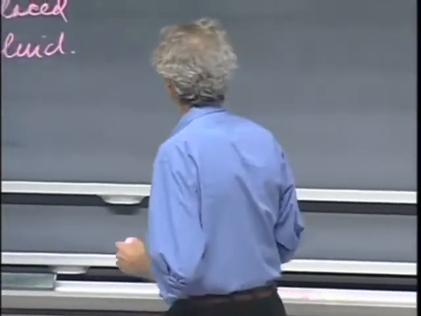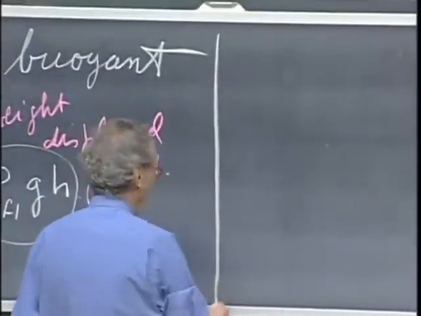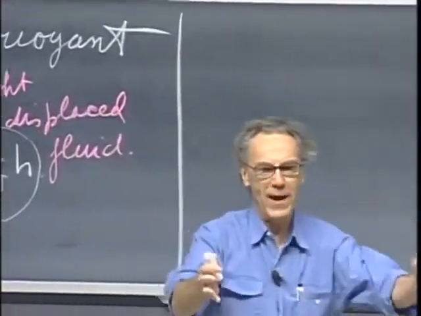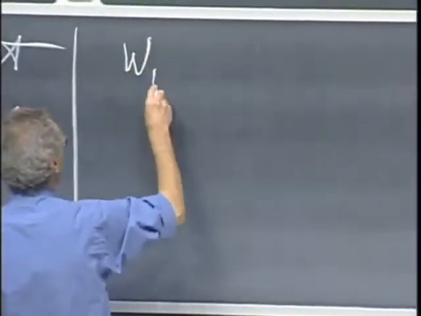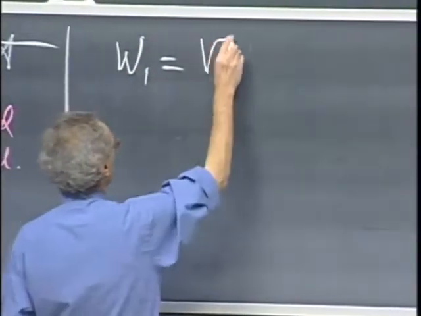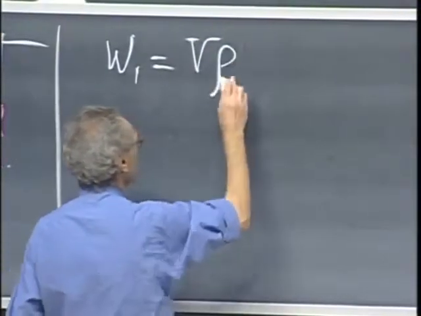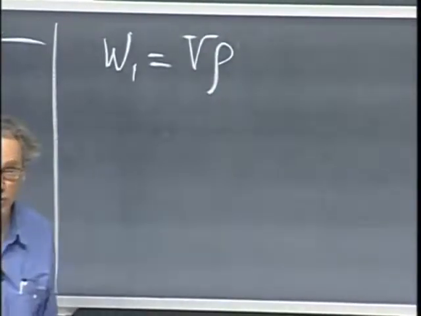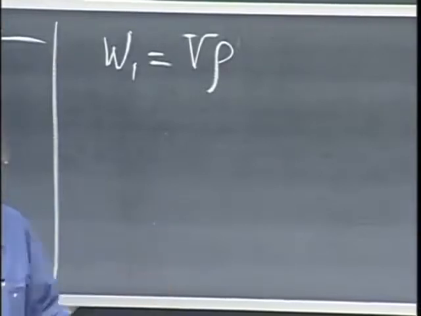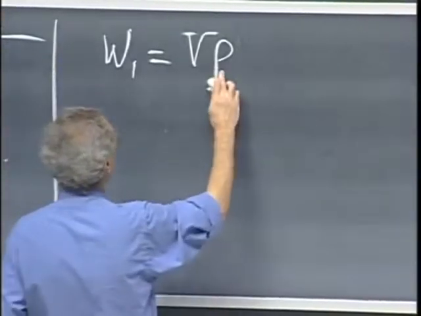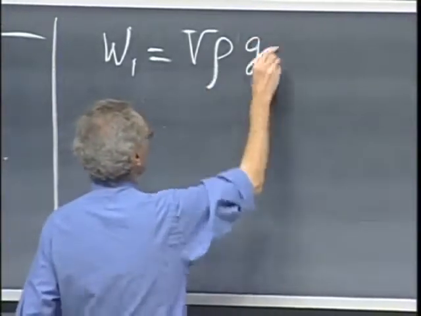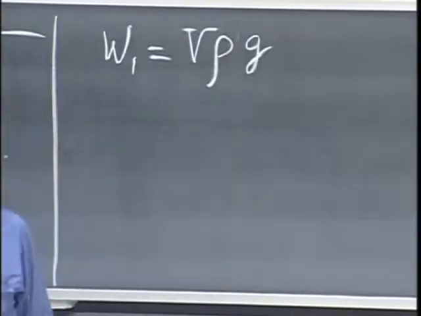He had the great vision to do the following. You take the crown and you weigh it in a normal way. So the weight of the crown, I call it W1, is the volume of the crown times the density of which it is made. If it is gold, that should be 19.3, I believe. And so this is the mass of the crown, and this is the weight of the crown.